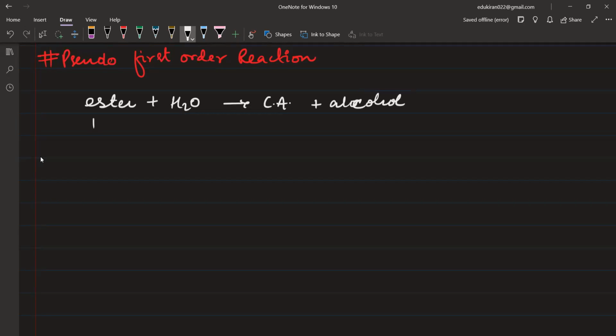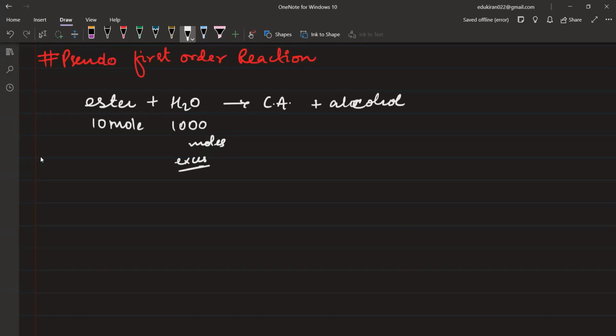Let's imagine we have 10 moles of ester. And for this, you just need 10 moles of water also. And if you are going to add more water, let us suppose, rather than 10 moles, you have 1000 moles of water. That means water is in excess.